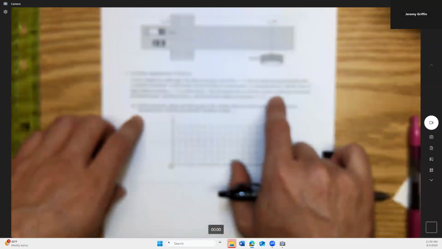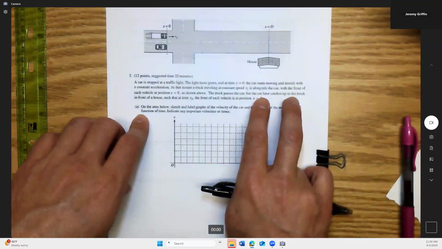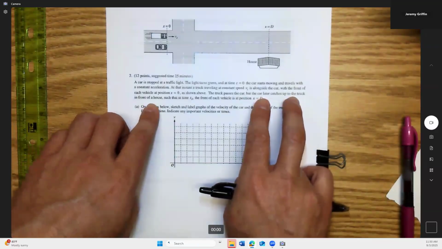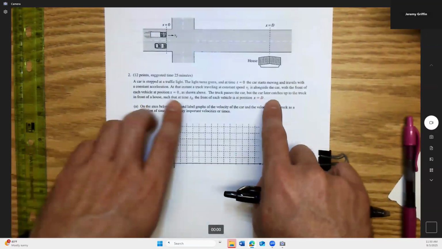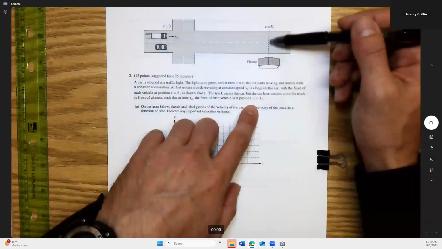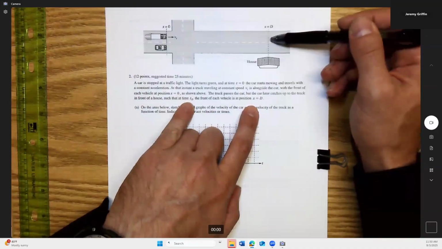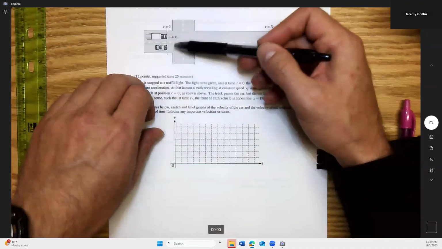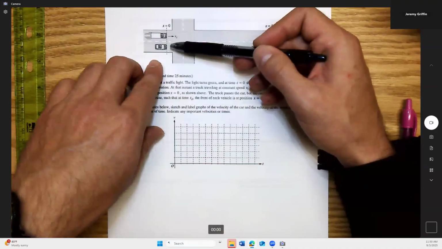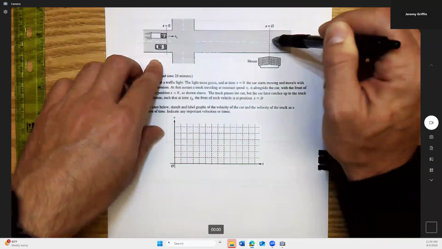Of course, the truck passes the car, but that car that's speeding up, because it's accelerating, later catches up to the truck in front of a house at time t sub d, so that each vehicle is in front of the house at position x equals d at the same time t sub d. You guys got that? So they're both side by side at the intersection of the picture shown, but they're also side by side in front of the house. You guys got that? Okay.